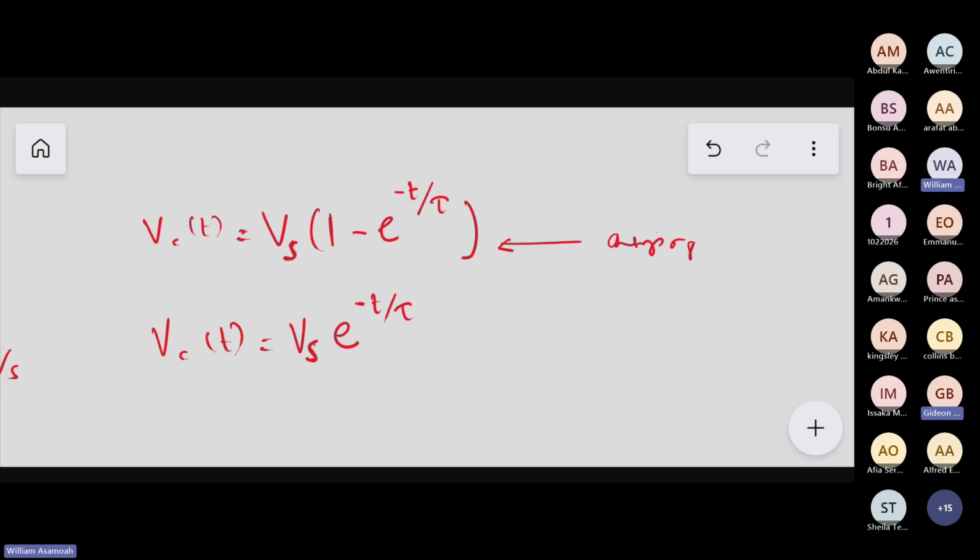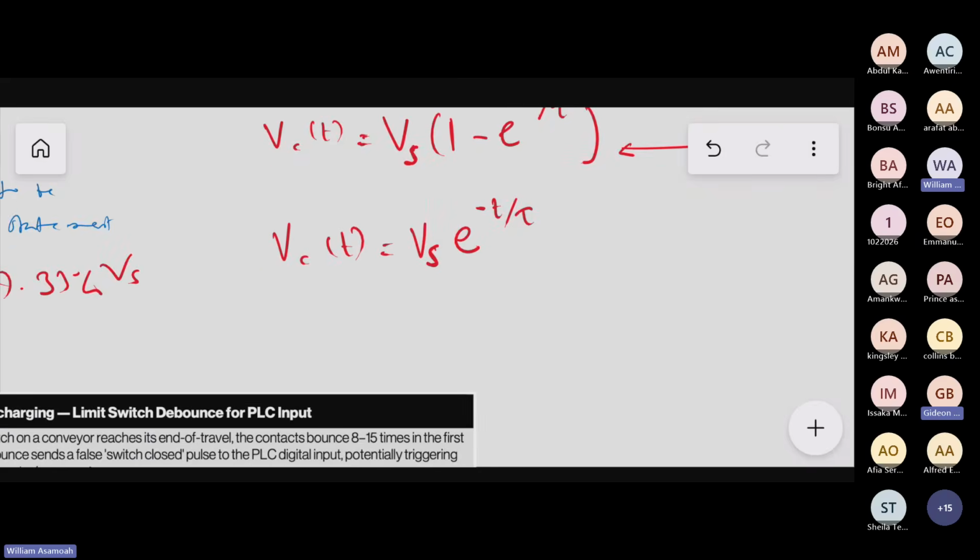The capacitor is initially charged to 9 volts. Switch just opened. Find A, the capacitor voltage at t equals 5 milliseconds. B, whether the PLC input stays above the 5 volt logic high threshold during the bounce. C, the time for the capacitor to discharge to 1 volt, the PLC input low threshold.